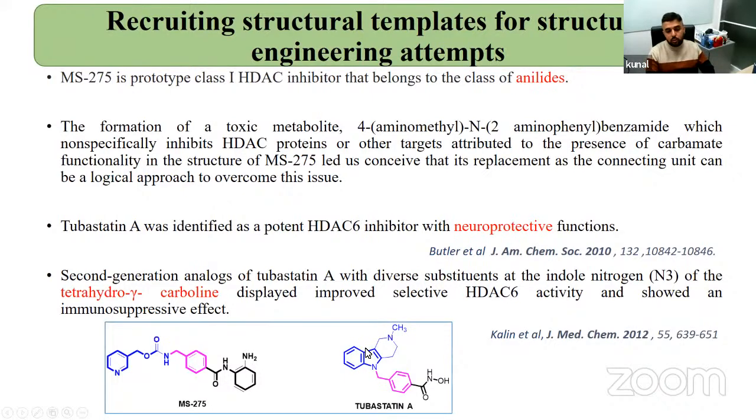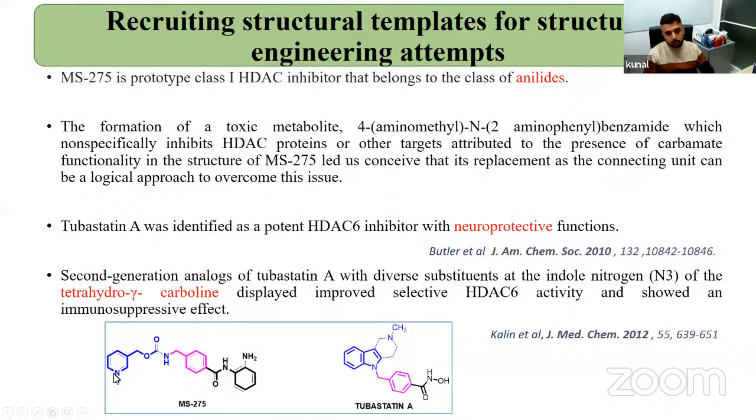So let me tell you, just look at the first structure. Why we did the structural engineering of this compound is that this structure, named MS-275, is a very, very potent class 1 AICTE inhibitor. But unfortunately, it has not translated into a drug. It has been confined to preclinical studies and even some clinical studies, but has not been approved. So there must be some reasons. There must be some drawbacks, some shortcomings of this compound.